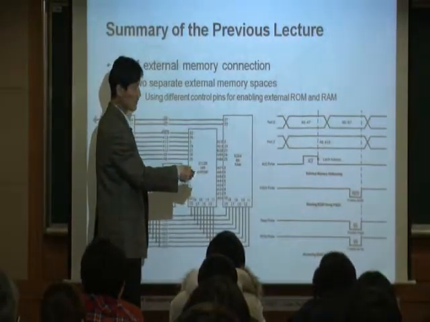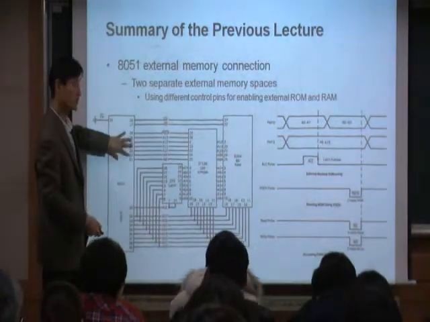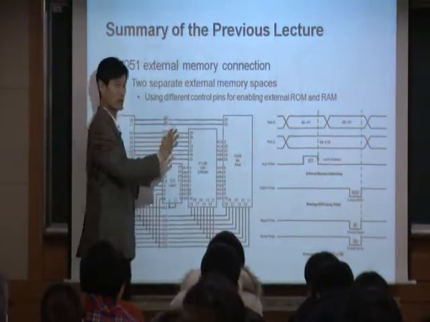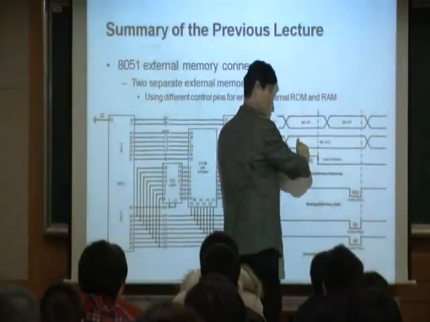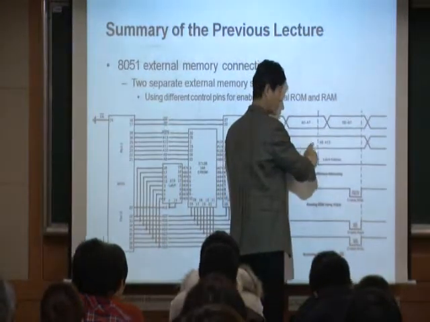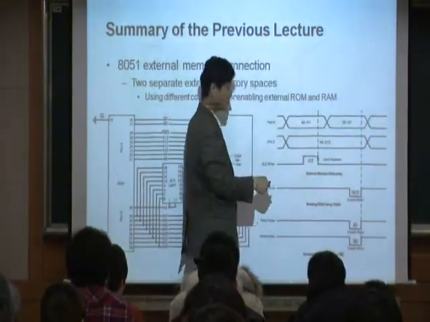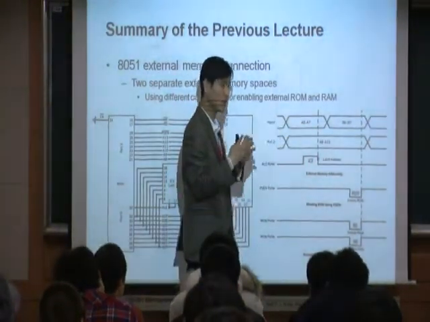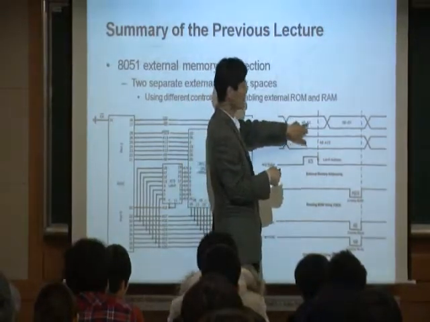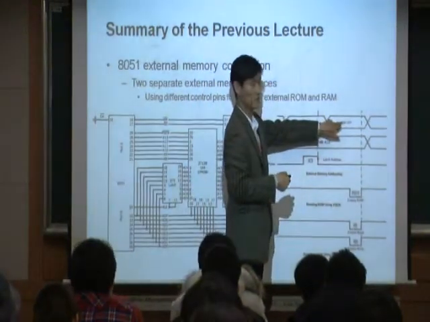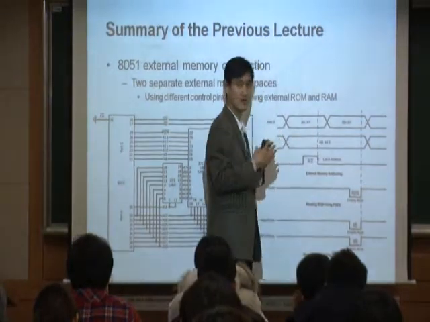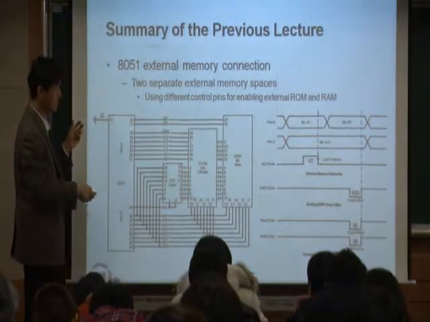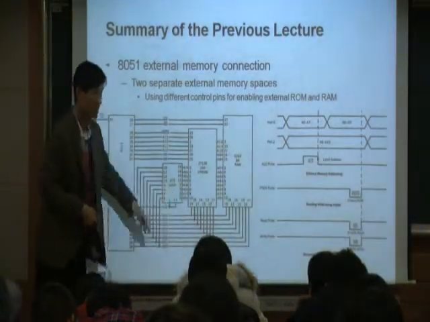Then port 2 is used only for address, so you can just keep providing the same address. You can keep the same information on port 2. Once the address goes to the latch, the latch holds it. Now you can go to the data, because the address is already held in the latch. So now we can send out the data, right?